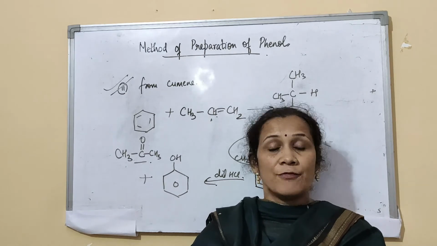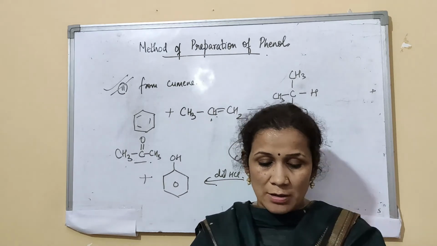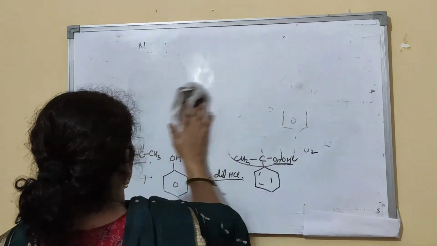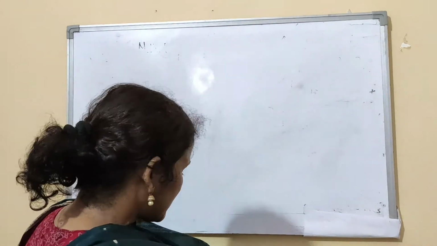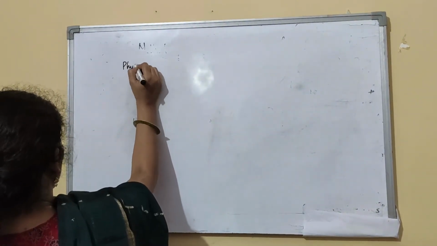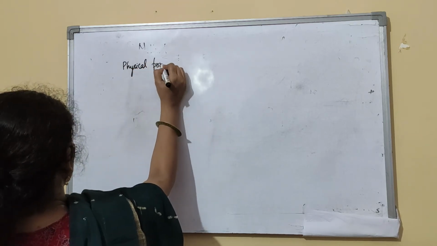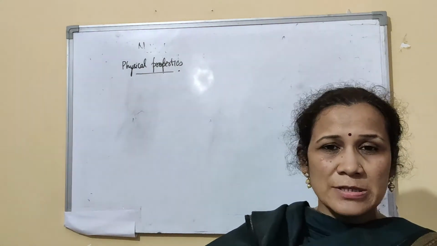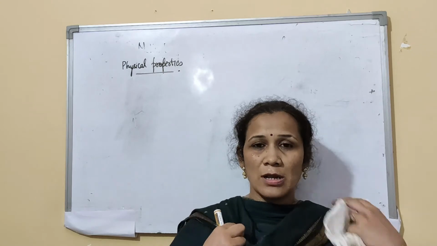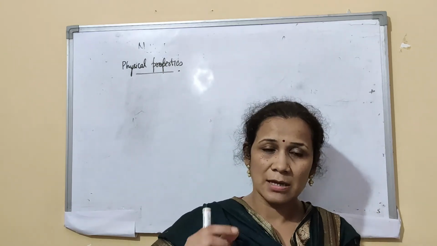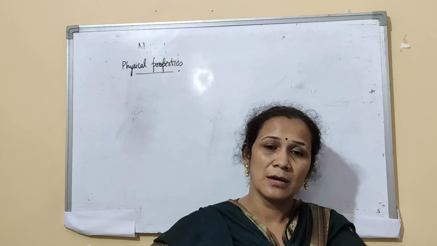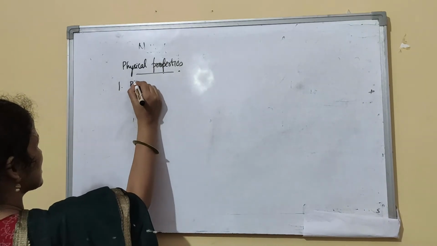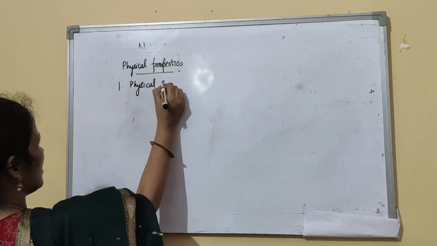Now we'll move on to physical properties of alcohol and phenol. When we talk of physical properties, the first thing is the physical state. The smaller alcohols are always gases. The moderate ones are liquids, and the bigger ones are solid in nature. Nothing very important to write.